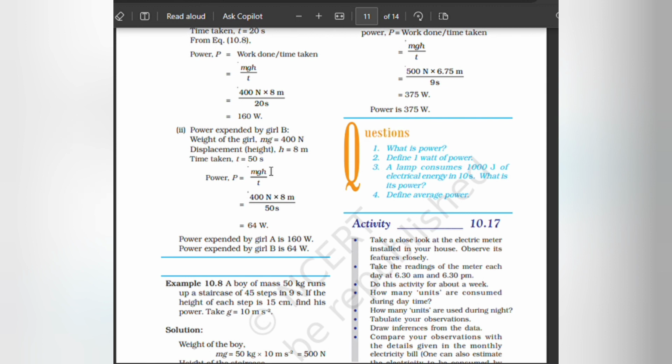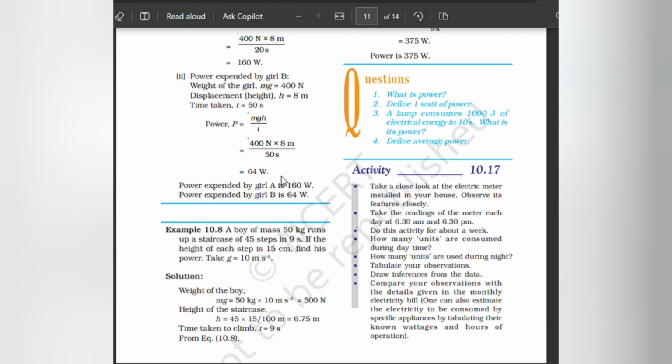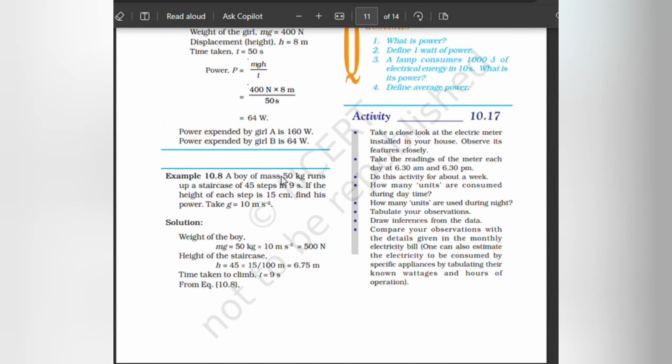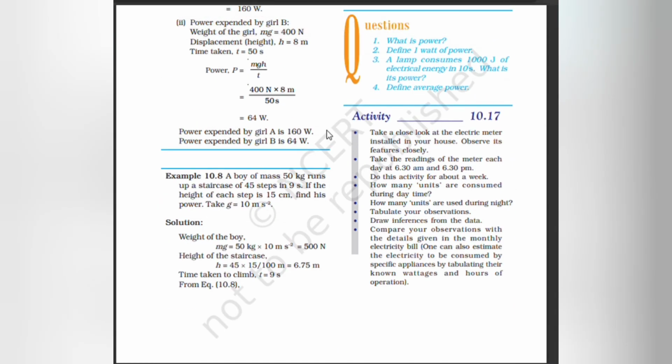Power expended by girl B: weight of the girl mg equals 400 Newton, displacement h equals 8 meter, time equals 50 seconds. Power equals mgh by t, 400 Newton into 8 meter by 50 seconds, equals 64 W. Power expended by girl A is 160 watt and that of B is 64 watt.